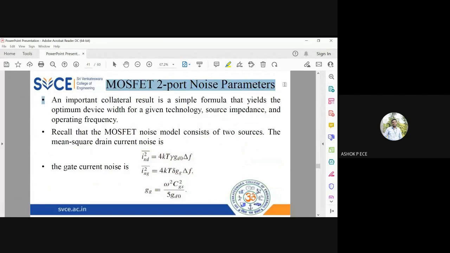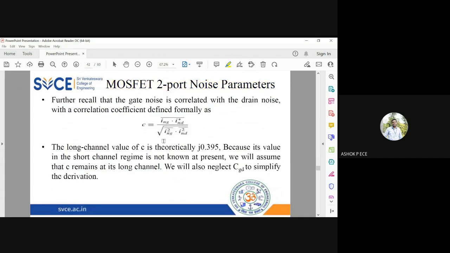These are coming from the two-port noise MOSFET parameters. We have seen the expression for drain current, the expression for gate current, and all these come from unit 1. So the expression for drain current, gate current, and the GG, which is the transconductance present in the expression. So recall that.